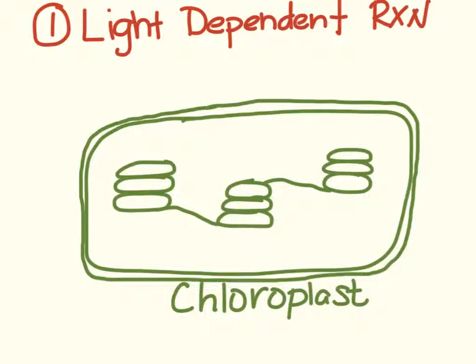The first step of the process of photosynthesis, the light-dependent reaction, occurs in eukaryotic cells within the organelle we call the chloroplast. We're going to identify a few structures of the chloroplast that we will talk about as we discuss the light-dependent reaction.